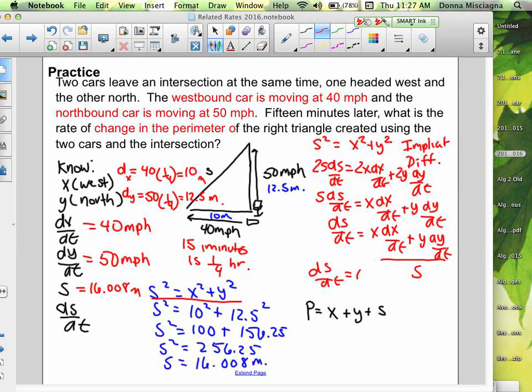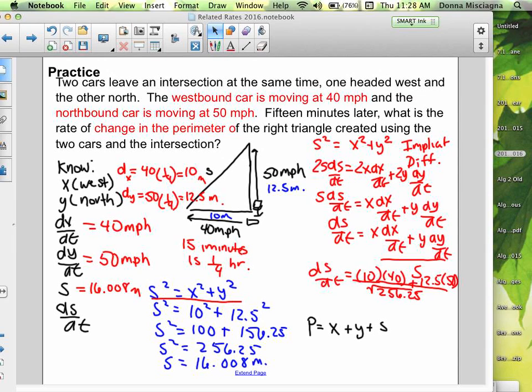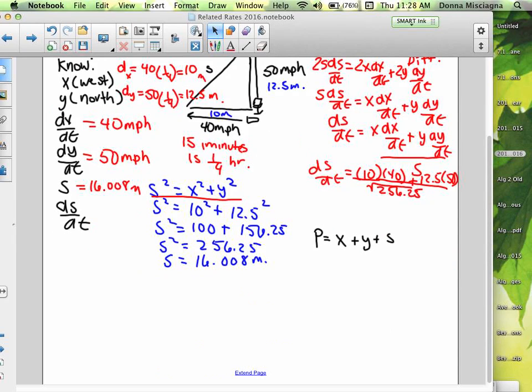x was 10, so 10 times 40 plus 12.5 times 50, all divided by 16.008. And what I probably should do, so I don't have any rounding error, let's divide by the exact number. Let's divide by the square root of 256.25. Let's just work with that one, okay? Probably should have left it like that to begin with, because all I'm going to do is find a number. I'm just going to use it to calculate out our ds dt anyway, so it's fine like that.